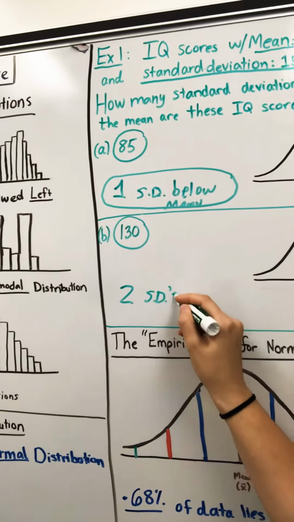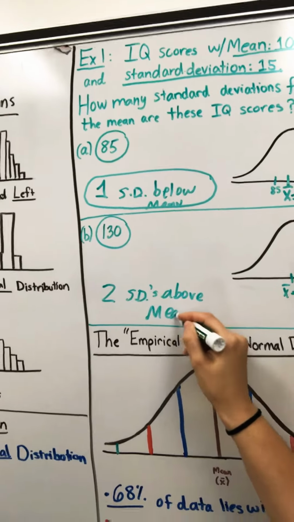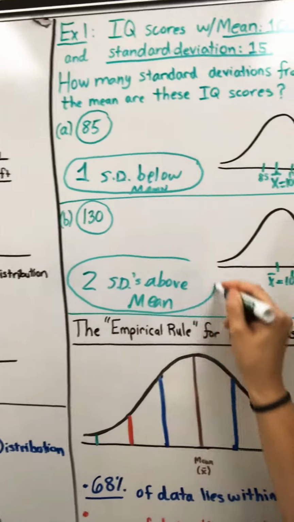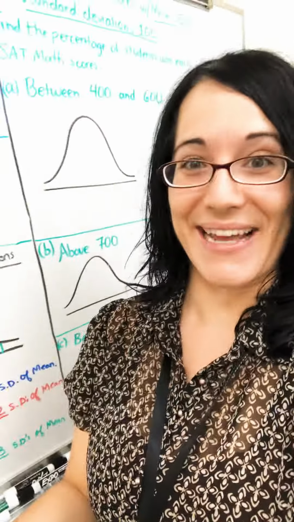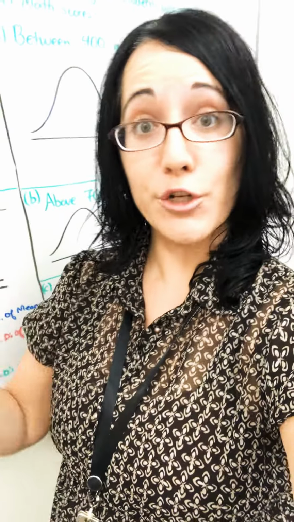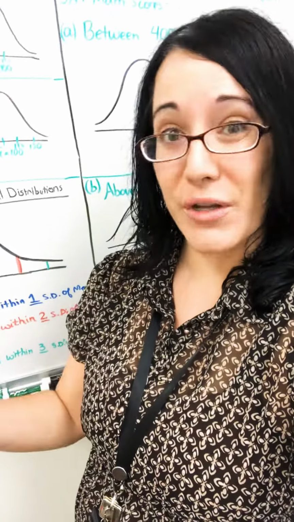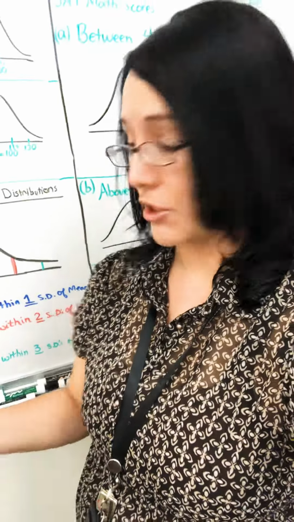2 standard deviations above our mean for an IQ score of 130. All right, so now what does that tell us? What does that mean? No pun intended. Well, the empirical rule is going to give us an idea of, once we know that we're 1, 2, or 3 standard deviations away from the mean for a certain score, what likelihood that is to happen or what percentage of the population lives there.